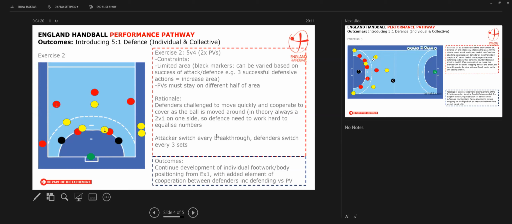One idea was that every 3 successful actions of the defence, you can make the area wider to challenge them even more. There was a constraint that the attack around the line players had to be on separate halves of the court, just to give the defence a more realistic job in defending. In terms of rotating the players, there's 4 of the yellows on and 2 off, and we said we'd change that every 3 sets. So essentially they're involved for 6 out of every 9 sets, and the attackers would rotate every time there's a breakthrough. Again, should be quite a quick rotation from there.